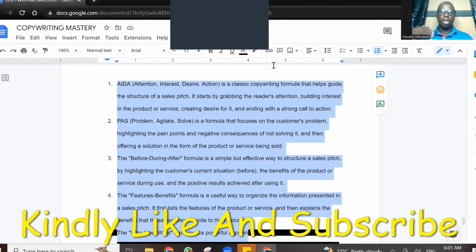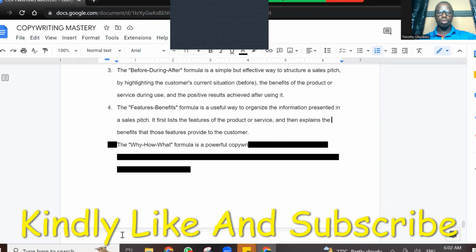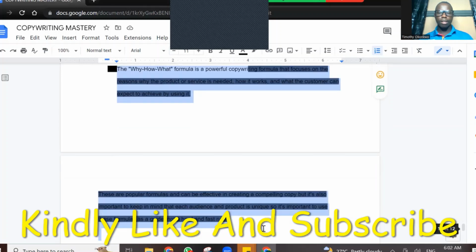Then you have the features benefit formula. It's a useful way to organize the information presented in a sales pitch. It first lists the features of the product or the service and explains the benefit that those features provide to the customer. Most persons who use this are people who sell physical products, right? Amazon does this a lot, because Amazon sells lots of physical products. So an example of where you could use this formula could be, let's look for one.